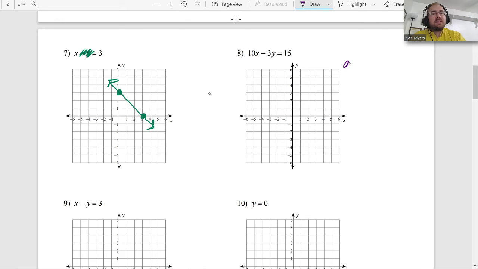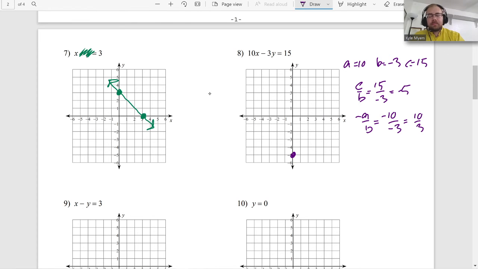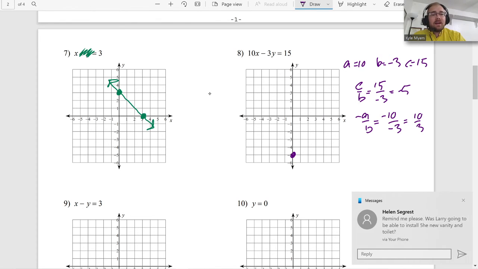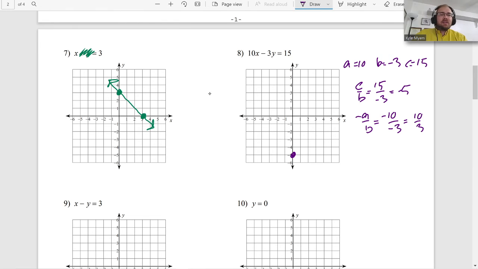So we want to identify A, B, and C. A is 10. B is negative 3. Don't forget the sign in front. And then C is 15. Okay, so we want to do C over B, which is 15 over negative 3, which is negative 5. Okay, so the y-intercept is negative 5. And then we want to do negative A over B. Negative A, so negative 10. And then B is negative 3. And that's 10 thirds. Okay, so we're going to have to rise 10 and run 3.